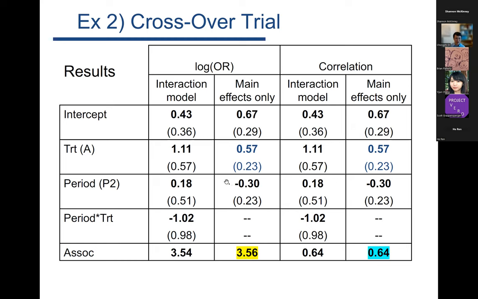So first, let's look at interactions. From this GEE model fitting, the coefficient for the interaction is negative one. Notice that the negative one is on the log odds ratio scale. So in terms of the odds ratio, it's somewhere around 0.4, I would say. But the standard errors are really high, right? It's almost as big as the point estimate. So definitely not statistically significant.